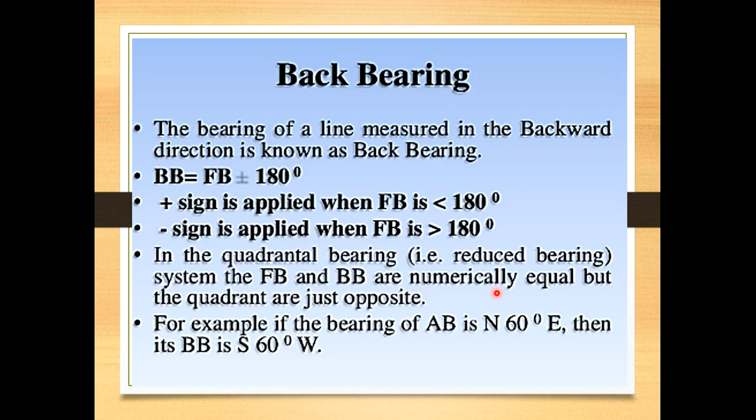In the quadrantal bearing, that is the reduced bearing system, the FB and BB, forebearing and back bearing, are numerically equal, but the quadrants are just opposite. For example, if the bearing of AB is N 60 degree E, then its back bearing is S 60 degree W, means opposite of the forebearing.